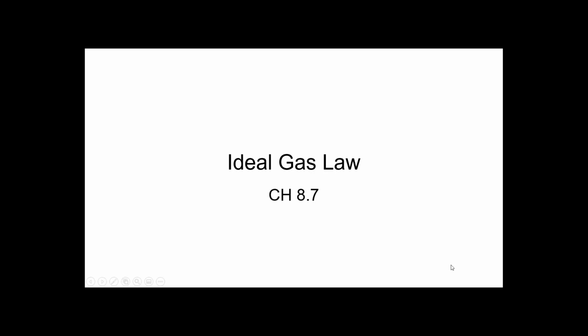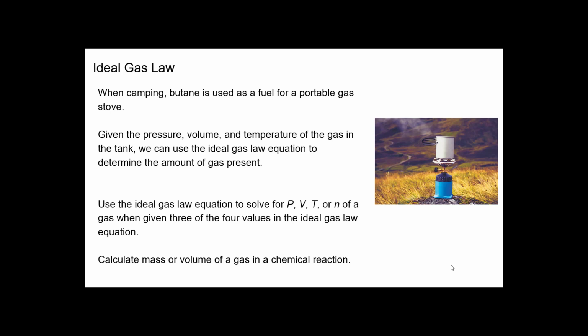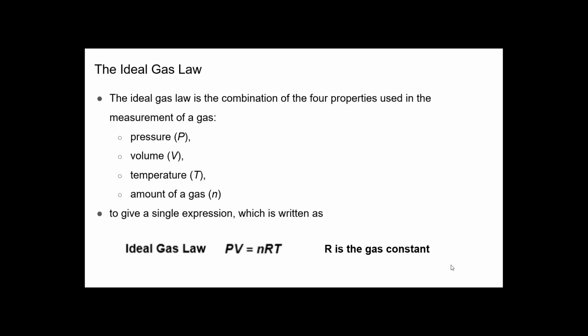Class, in this section we're going to be discussing the ideal gas law. This is 8.7. When you're given the pressure, volume, and temperature of a gas, we can use the ideal gas law equation to determine the amount of gas present. Then we can go further, if we need to, to figure out the mass, meaning molar mass to grams and so forth. This is where we're going to start using chemical reactions along with learning the ideal gas law.